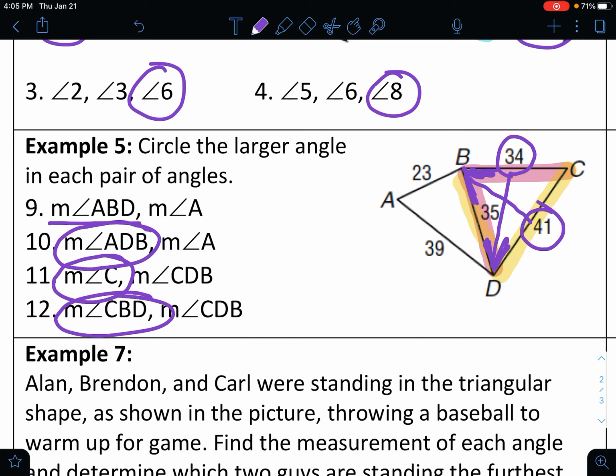Okay. And what did we get for number 9? What was it? A, B, D. That was across from 39. And then angle A was across from 35. Okay, so this one.